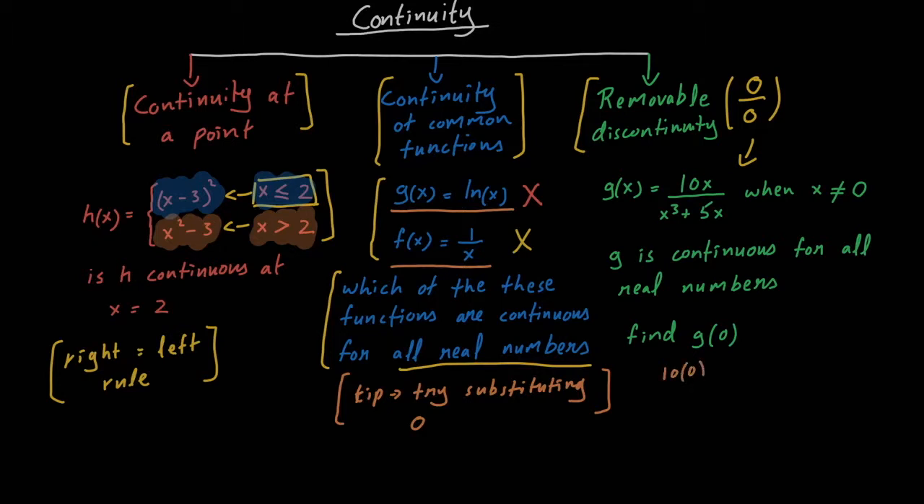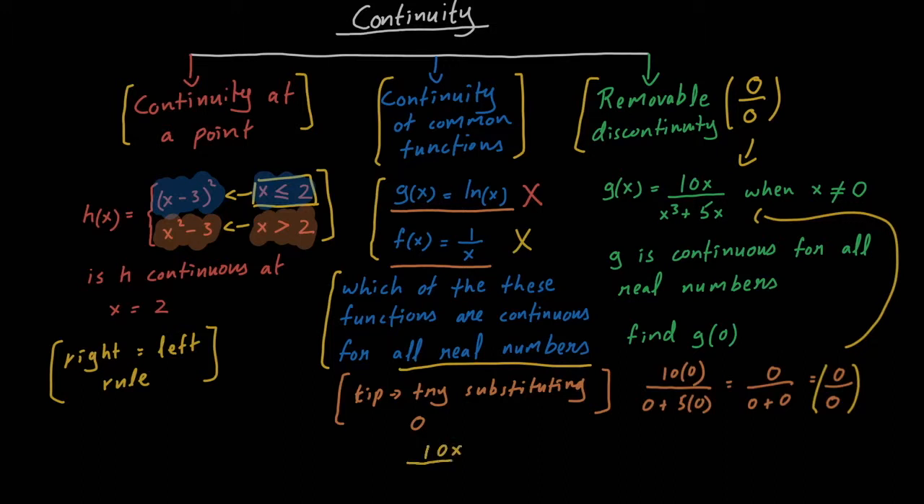10 multiplied by 0 divided by 0 plus 5 into 0, which is simply 0 over 0 plus 0, which is 0 divided by 0. Now as we have got 0 divided by 0, we know we have to manipulate the equation to find an answer. The first step is to try taking something common.